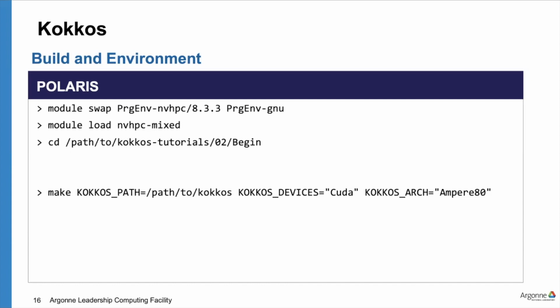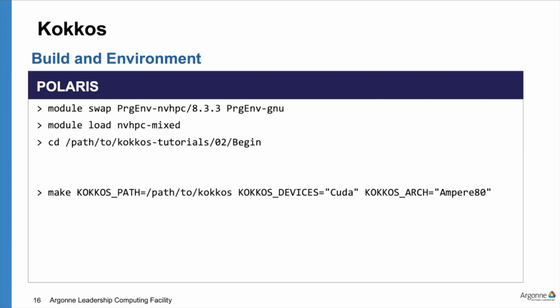And then there are two things that get invoked: Kokkos devices and Kokkos architecture. On Polaris, you can set CUDA and Ampere 80. The reason I went into the second one is because the first example isn't set up to run on the GPU. It doesn't allocate memory through Kokkos, so it will end up segfaulting because it tries to access something on the GPU.